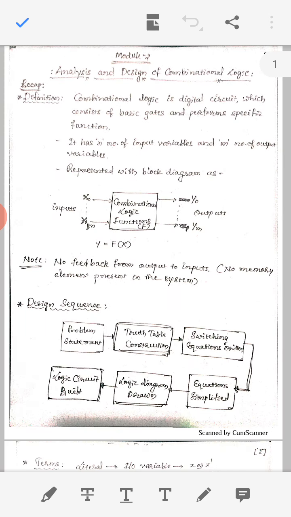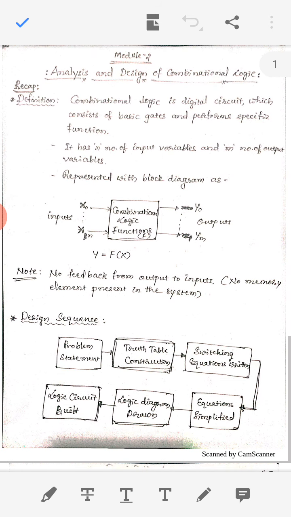In the next class we will see whatever syllabus is there according to module 2.